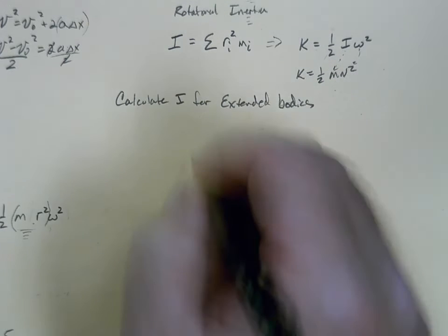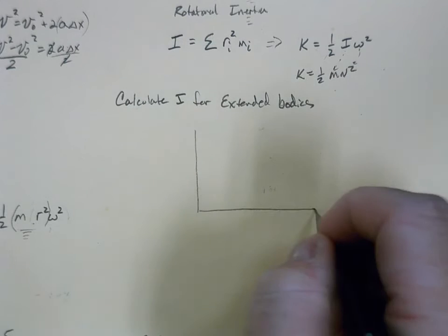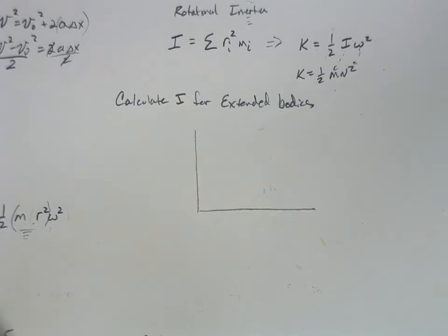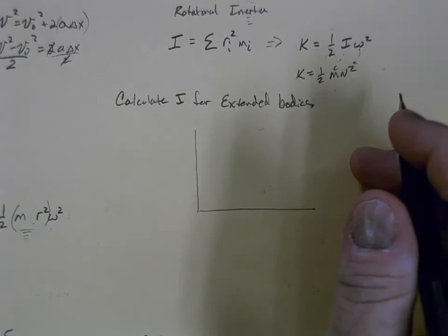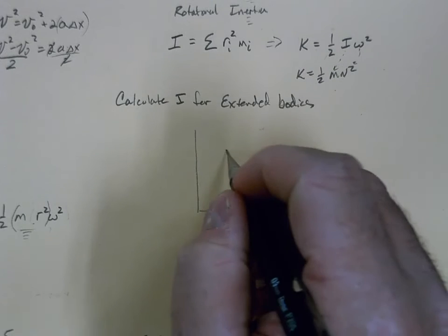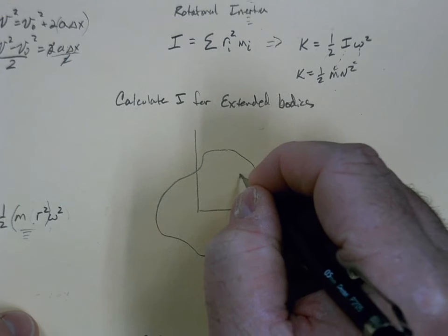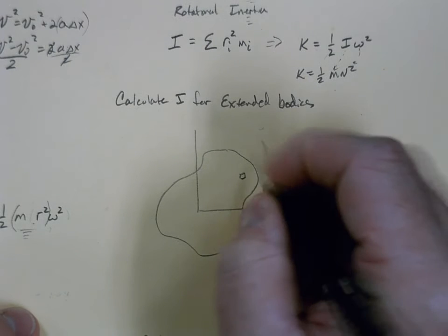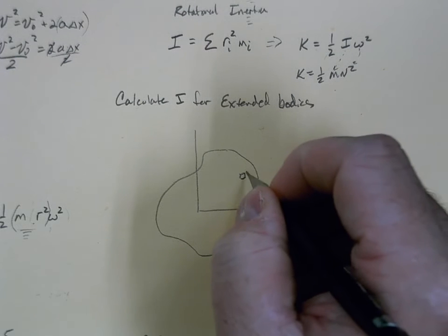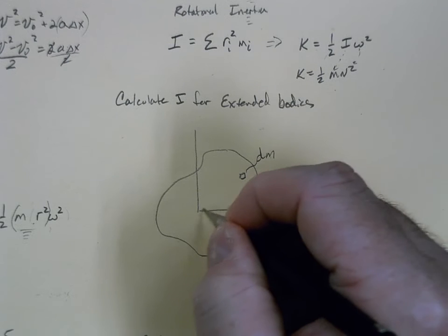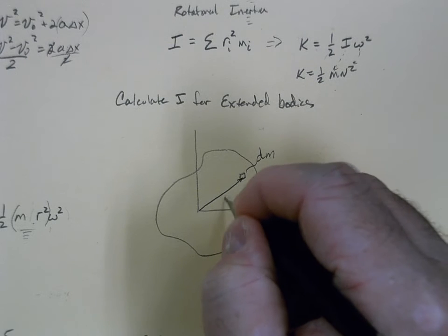All right, because you can take our particle here, and I'm actually looking for the particle that I had here the other day, and I seem to have misplaced it. So we have our I for extended bodies, and so we're going to draw our blob. Okay, and here is a little portion of mass of this blob, and we're going to call this dm, and it is at a position r.